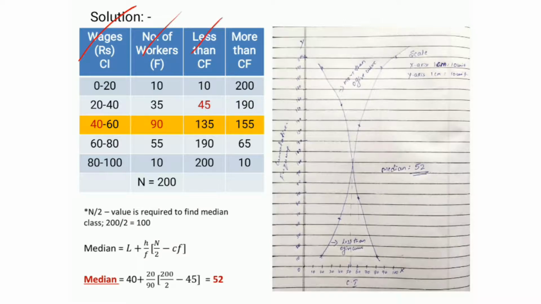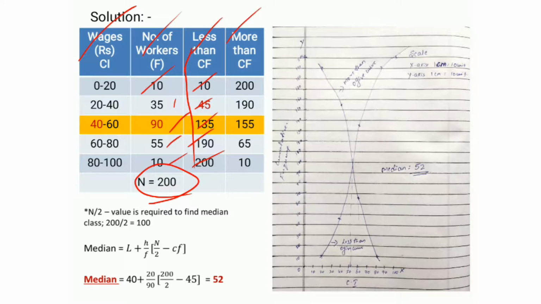Less than cumulative frequency: the first value 10 you just represent here. So 10 plus 35 is 45, 45 plus 90 is 135, 135 plus 55 is 190, 190 plus 10 is 200. That is how you will get the less than cumulative frequency. So n is how much? Total is 200.